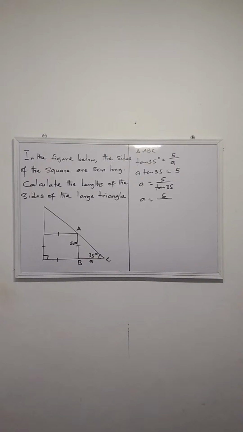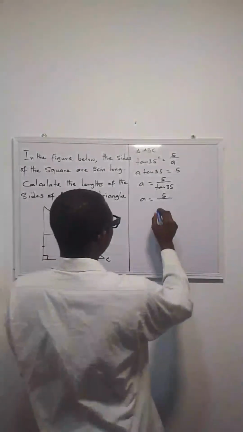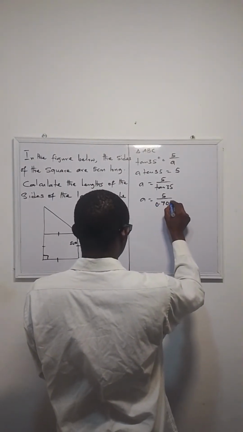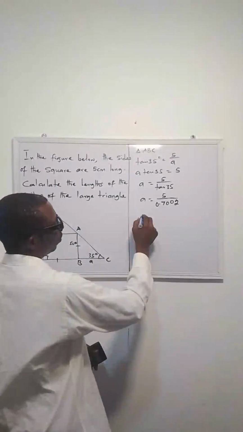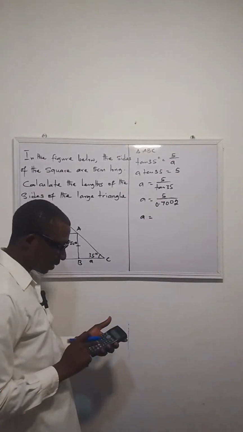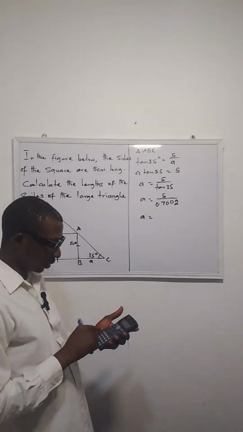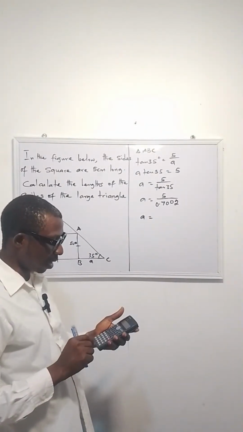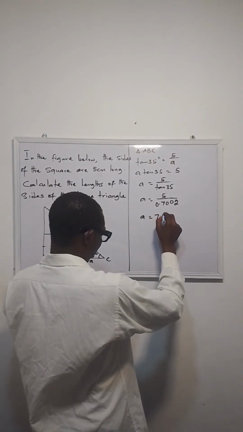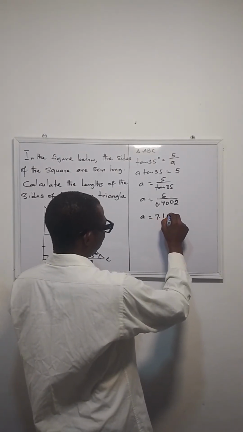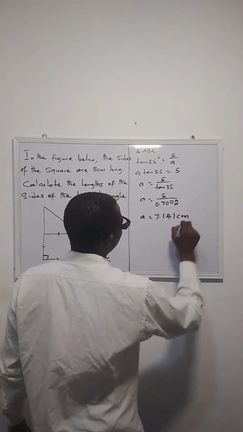All right, it seems virtually all of us got the answer. So we have 0.7002. That is what we have as tan 35. So now what will be our answer? You divide 5 by 0.7002. What do you have as the answer? I have here 7.14141, and that's going to be in centimeters.